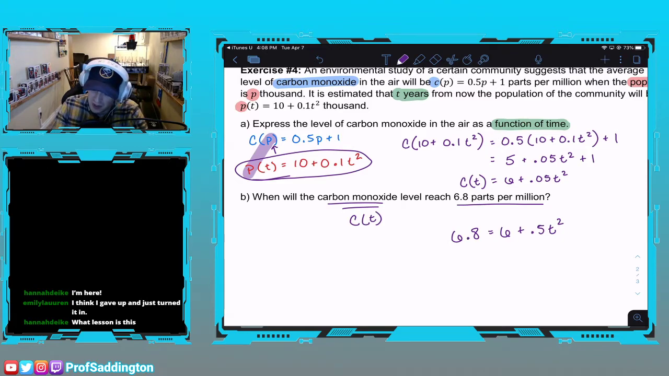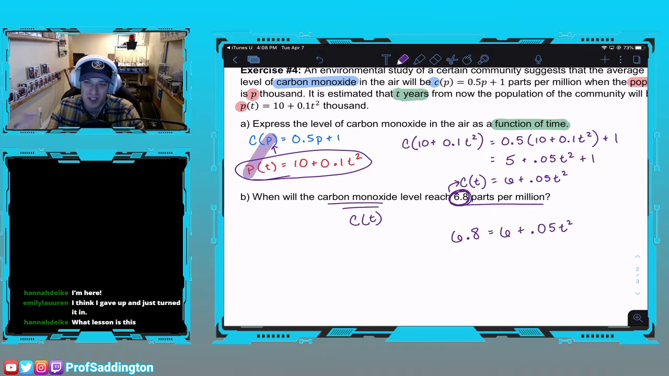Oh, I forgot a 0. 0.05 t squared. So all I did was just take the 6.8 and I plugged it in for that C. Now we would have to solve it, and I'm not going to go about solving the whole thing. I was just showing you guys where you have to substitute it in.